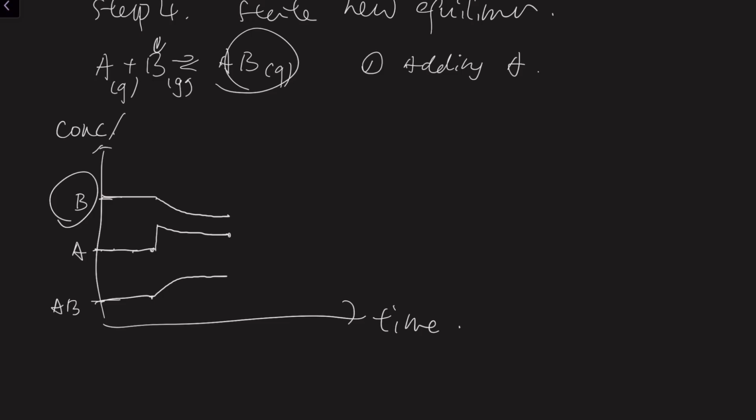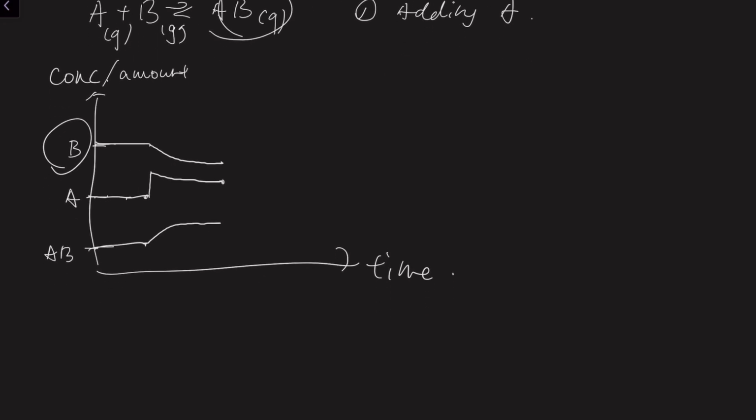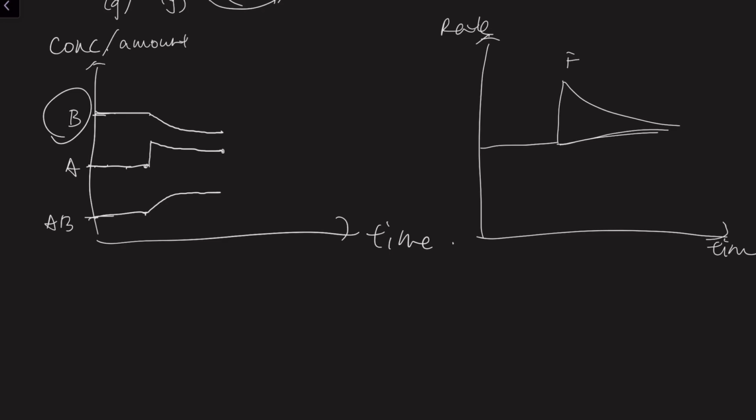So this is actually the same as the amount of each product, since we are not changing the volume. So the rate we have already talked about before. Original equilibrium, the forward decreases, the reverse increases, and then we are at a permanently higher level.